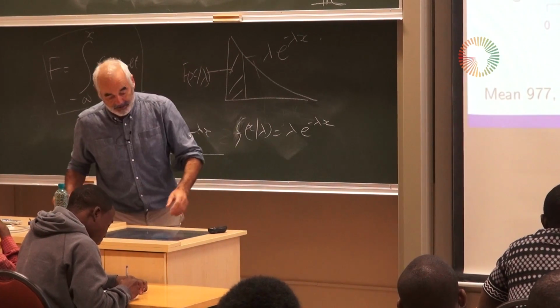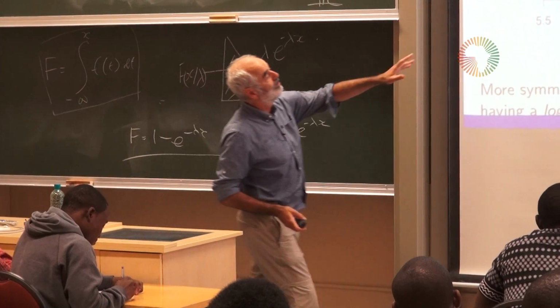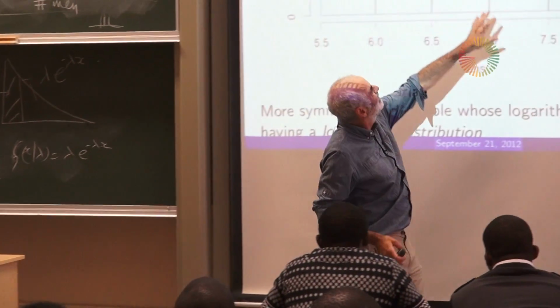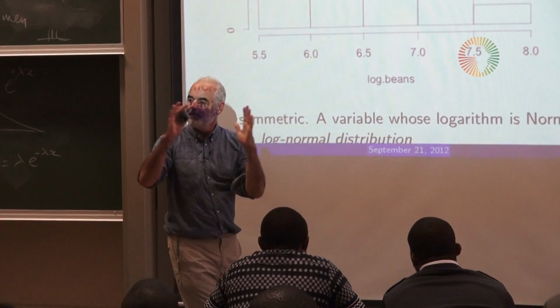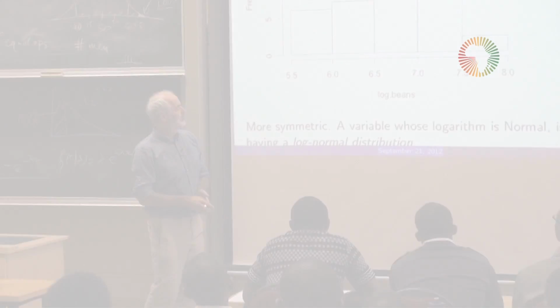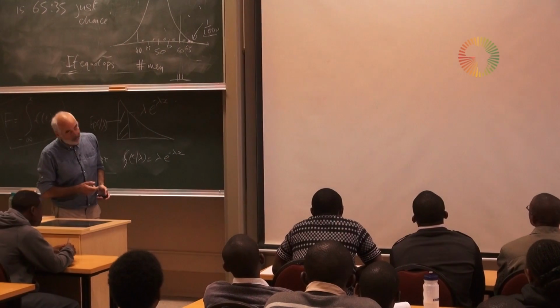Okay, so the point is that what I did with this was also then, I took the logs, and it's not as nice as the other one, but you get a slightly better result. It brings in the tail, and you get a more symmetric curve. And this is known when you take a logarithm and you get a normal distribution, the original distribution is known as a log normal distribution.